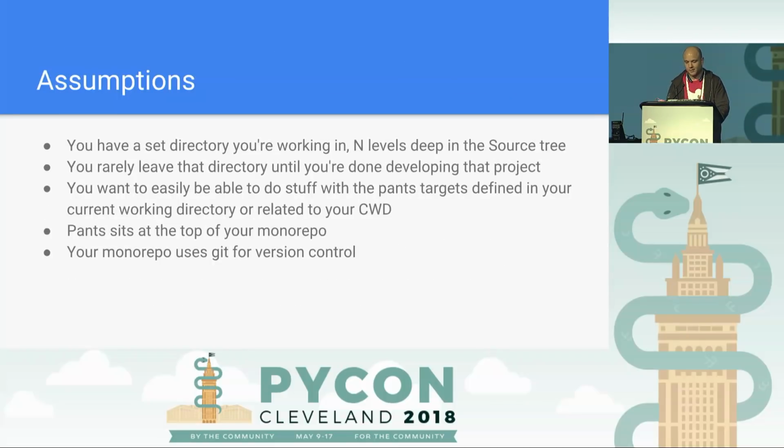So some assumptions: you have a set directory you're working in, levels deep in the source tree. You're ready to leave that directory. You want to be able to easily do stuff with the Pants targets in that directory, and you have Pants as a binary sitting at the top of the repo, and you use Git. So if you use Subversion, well, you're out of luck.